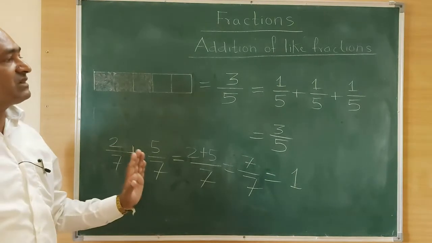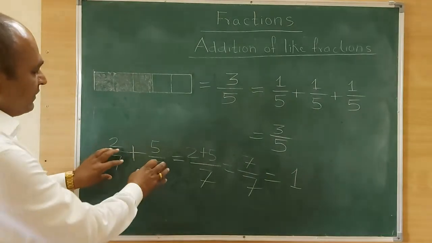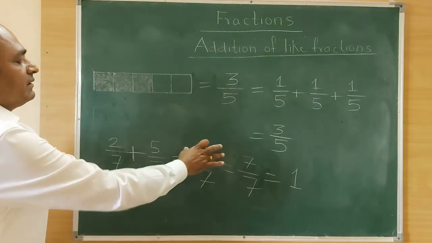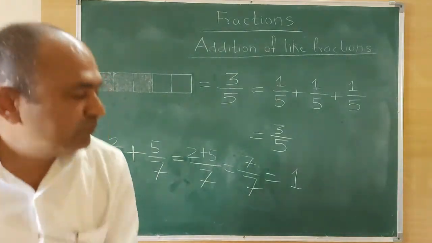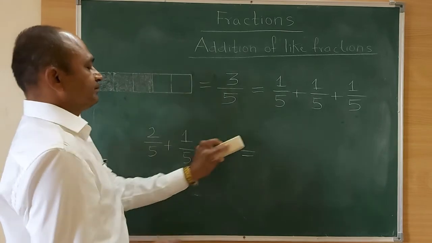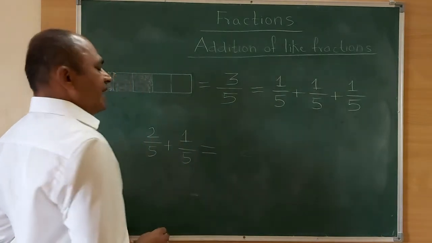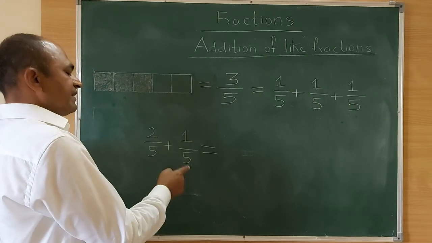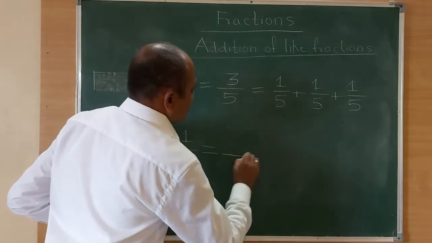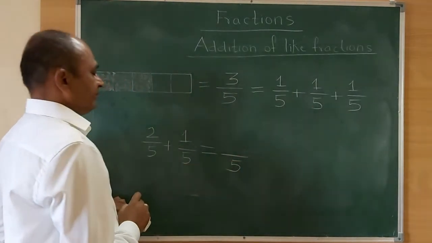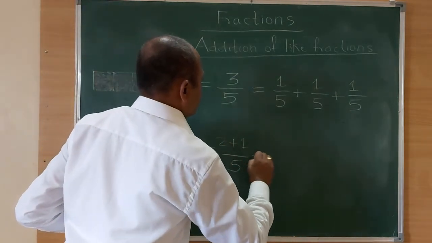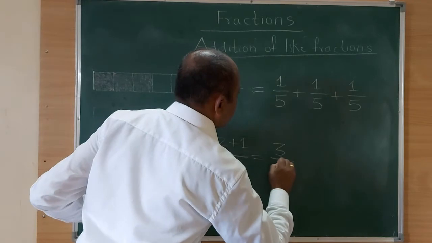And when like fractions are added, we keep the denominator as it is and we only add the numerators. I will explain with one more example. 2 upon 5 plus 1 upon 5. Add these two fractions. Now you know that these two fractions are like fractions. Their common denominator you keep as it is and only add the numerators. 2 plus 1 is 3. So 3 upon 5.